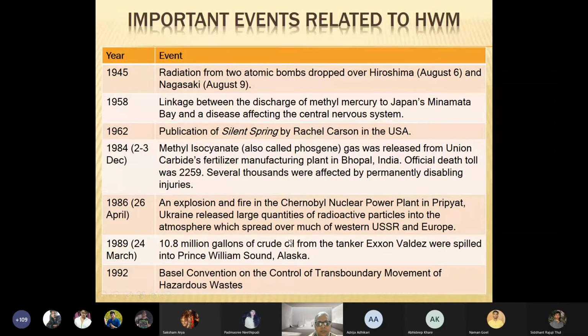So we'll go through some of these things, and there are some other examples over here. I've covered most of them. Then there is radioactivity release in 1986 from the Chernobyl nuclear power plant disaster, which was another big one. And the last one, which I will cover again in some detail, is 1992. This is related to a big extent to e-waste, even though it's not just about e-waste, it's got a lot to do with e-waste. And that is called the Basel Convention on the Control of Transboundary Movement of Hazardous Waste.